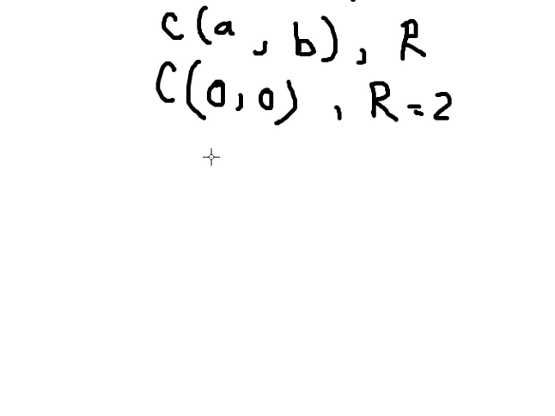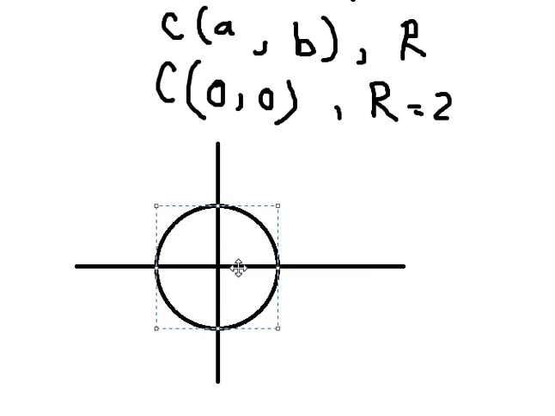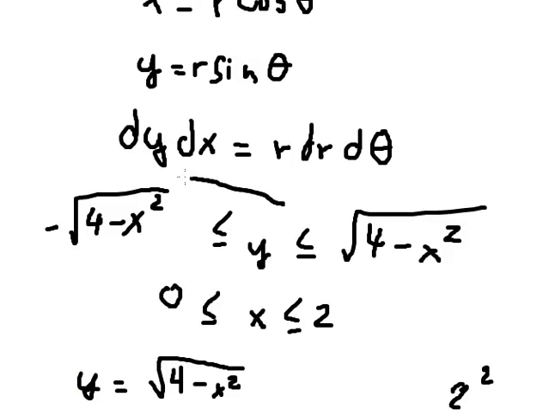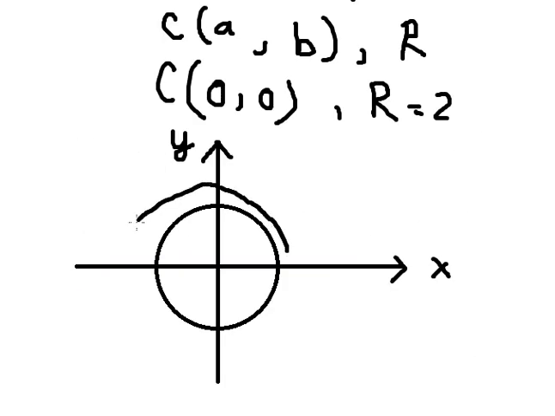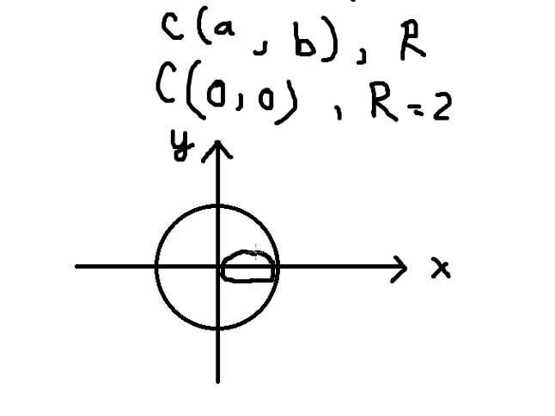So we need to draw the circle in here. If we look at the bounds, we see that y is between the square root of 4 minus x squared, that is this one, and negative the square root of 4 minus x squared. And x from 0 to 2, that is this one. So the region we need to consider is this one.